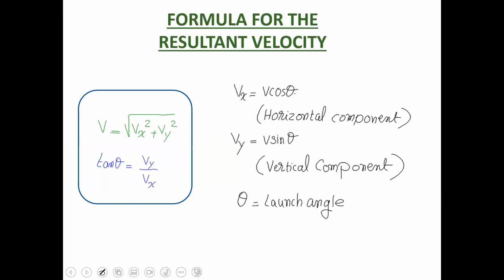We have discussed the formula for the resultant velocity. There are two components of motion in projectile, so we have used the Pythagoras theorem approach to find the resultant velocity. I have highlighted here Vx and Vy and the launch angle. This is the formula for the overall velocity.